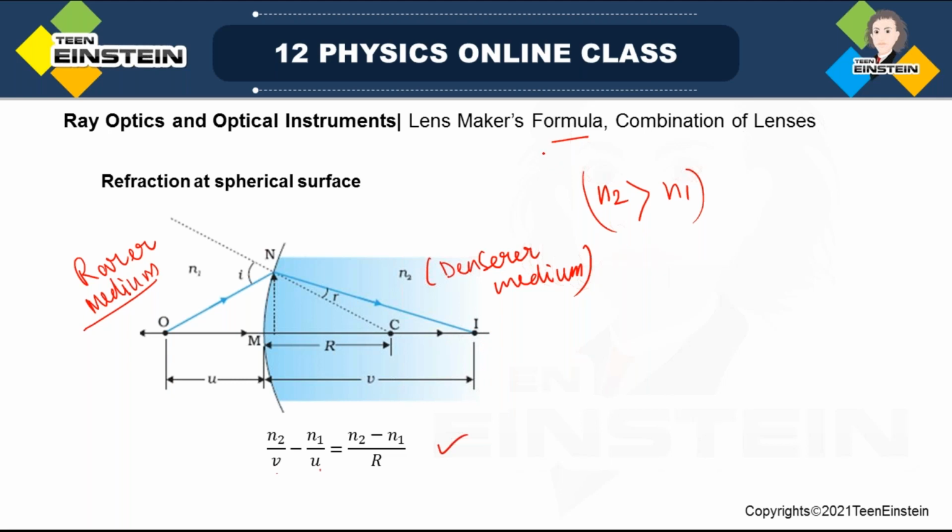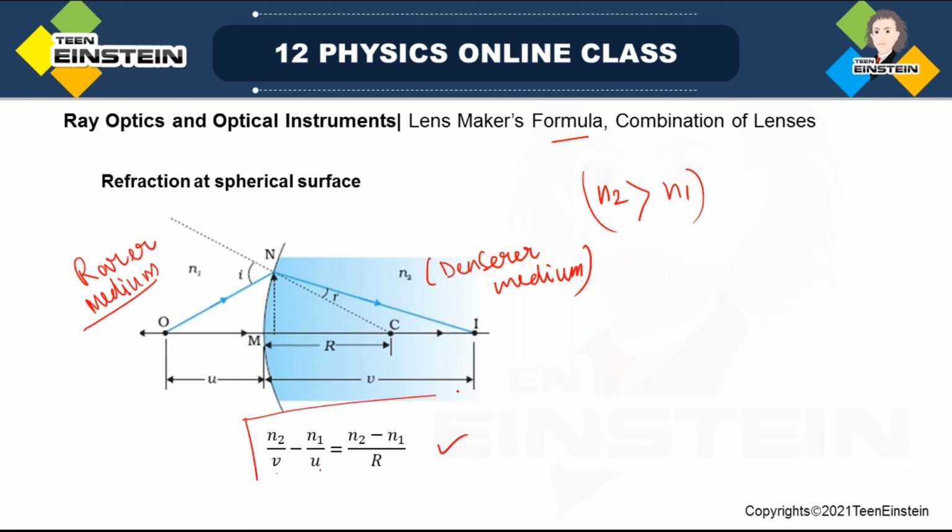Today what we are going to do, we are going to derive the lens maker's formula and the consequences of all those things like thin lenses, combination of lenses, power, etc. We'll be learning today.